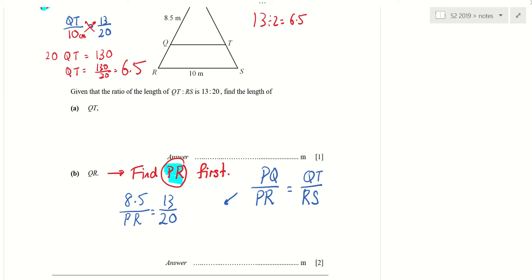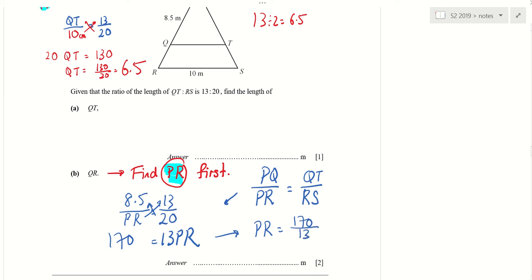How do I find PR then? You can write 6.5 over 10 as well. Both are the same. So then you cross multiply upward. I will have 13 times PR. Over here I cross multiply upwards. Can you help me with your calculator? 170. Last step, I want to find PR. So what must I do? Divide by 13. So PR equals 170 divided by 13.